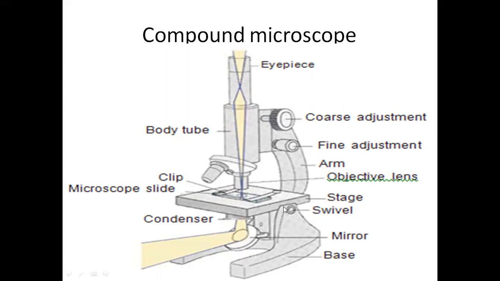Now, this is known as the stage and the base. As you can see over here, a slide is placed. On this slide, your specimen is kept for observation. And here is a mirror which helps in the reflection of light, with the help of which your specimen is visible with the help of the lenses and the mirror.